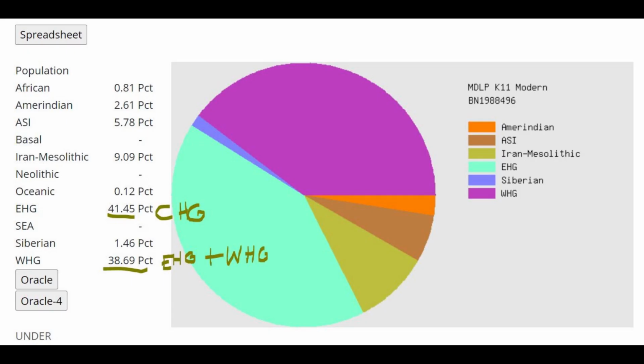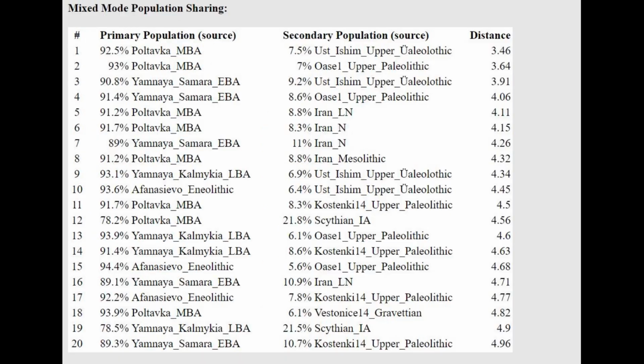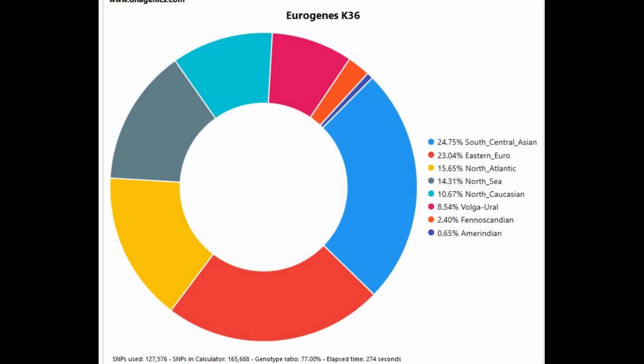And this is her result with the MDLPK11 calculator. By the way, this calculator is brilliant, however, two categories here are misnamed. The VHG category on this calculator really represents VHG and EHG and basically all European hunter-gatherers, whereas the EHG category really represents Caucasus hunter-gatherer ancestry. All in all, this woman had around 50% Caucasus-related ancestry. Here are her closest populations with this calculator, and then here is a two-way oracle.